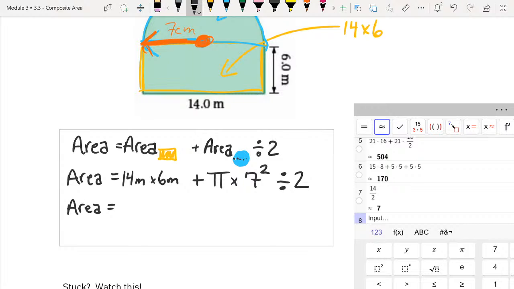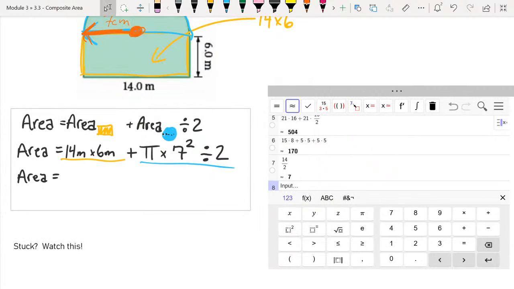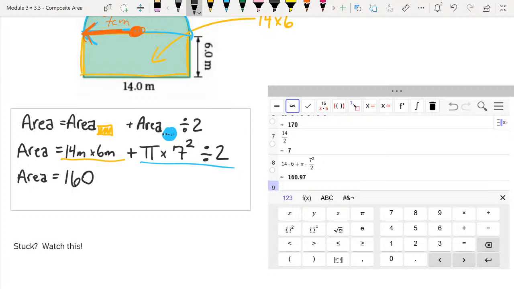So we can say area equals, and we can just punch this in. And again, just really quickly, that is the rectangle, that is our circle. So let's plug it in. The rectangle we said was 14 by 6. And we have to add the circle. For the circle, we do pi times the radius, which is 7 squared. And that would be a circle, but since we only have half a circle, we divide by 2. And we end up with an area of 160.97. Very good. So I hope that helped.